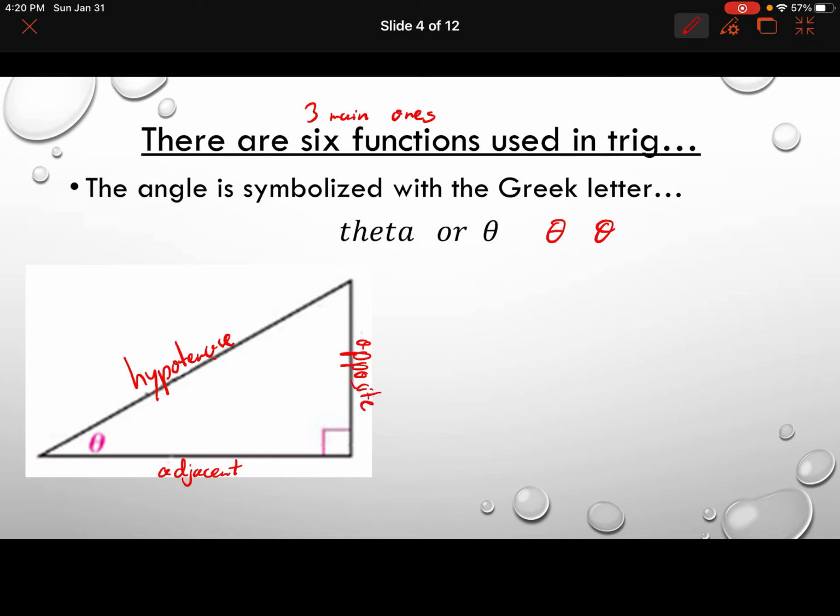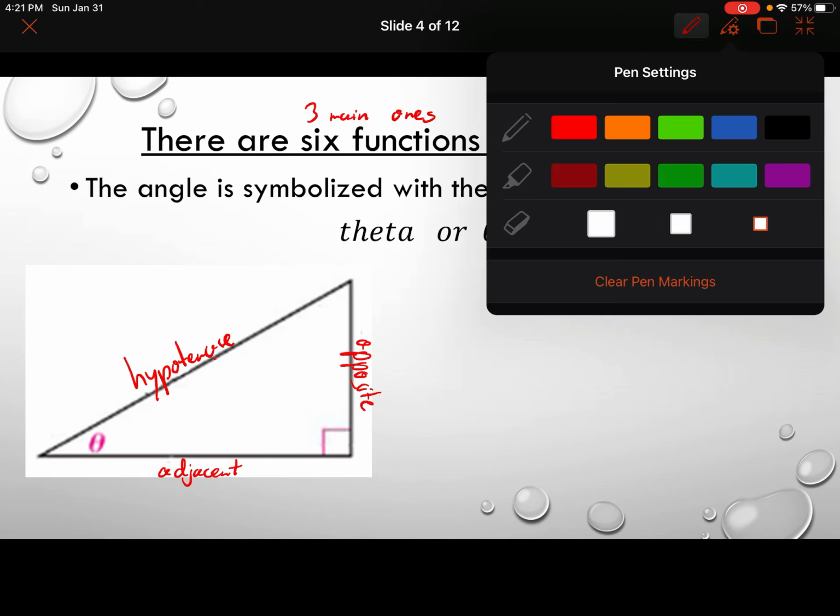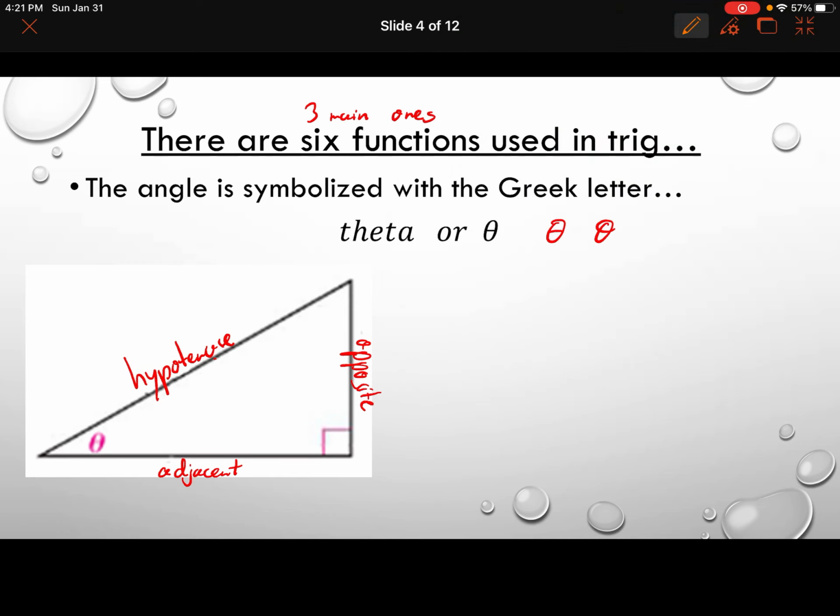Okay, so let's talk about the actual trig functions. So there's 6 of them. 3 of them you've most likely heard of in the past. The other 3, there's a good chance you've never heard of them. But once again, the other 3 are not as common as the first 3. So let's talk about the 3 main ones first. And once again, I call them the main ones because those are the ones that you'll see the most and use the most, honestly.